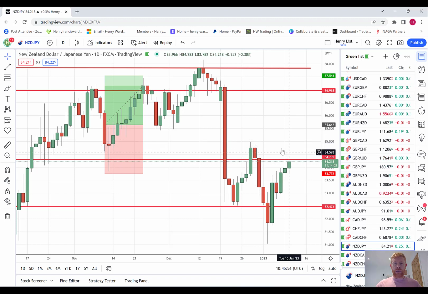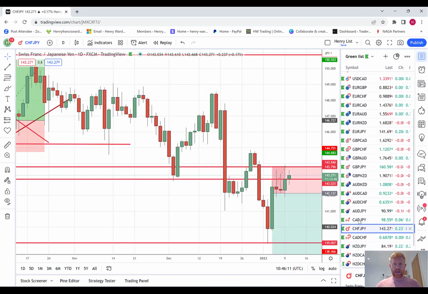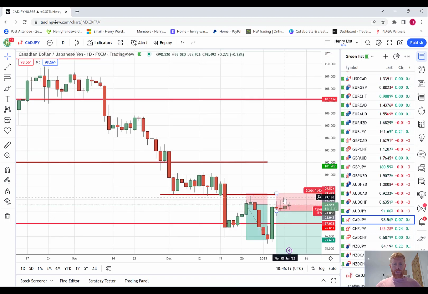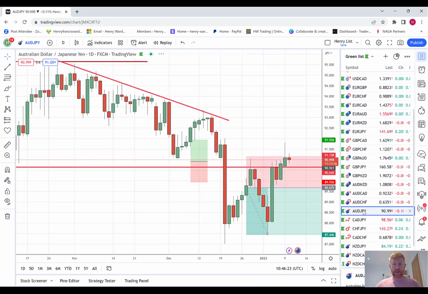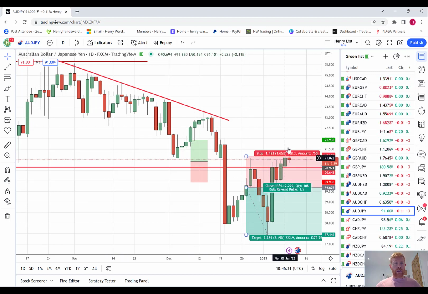If it makes higher highs, that's where we start questioning, is this now a change of direction, and is JPY getting weaker? So on this one, we haven't got a higher high. So this one still is within the trend. CHF JPY, look, again, it's still within the trend. CAD JPY, it still has a lower high, so it still meets the criteria. Aussie JPY has made a higher high. So that one has made higher. So it looks like Aussie is a little bit stronger than JPY.